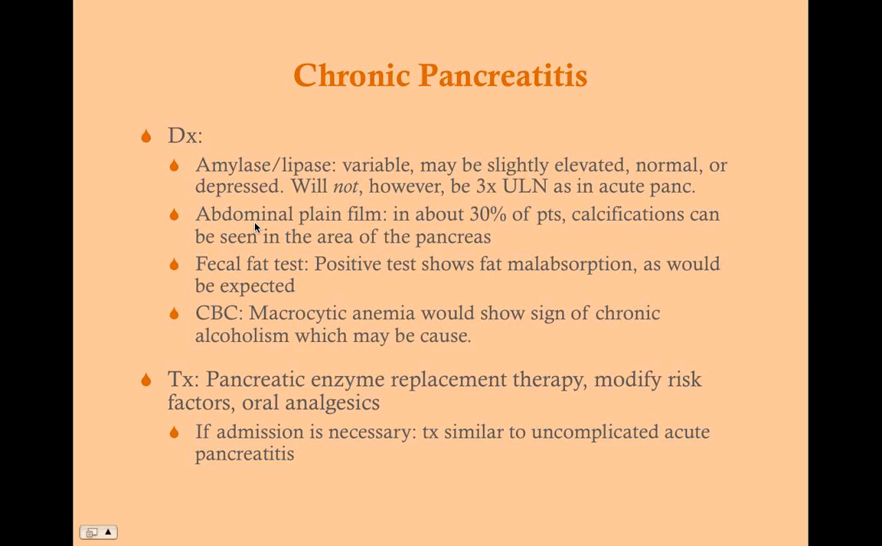On the abdominal plain film, as we just saw, about 1 in every 3 patients will have calcifications in the area of the pancreas. A fecal fat test can be useful because that will show fat malabsorption, and that would be expected in a patient with chronic pancreatitis. And then a CBC can be useful. These are just some of the routine labs. CBC and a macrocytic anemia, so a high MCV and a low hemoglobin. That would show that you may have a patient with long-standing alcoholism. And long-standing alcoholism is a cause of chronic pancreatitis. So that can be another clue.